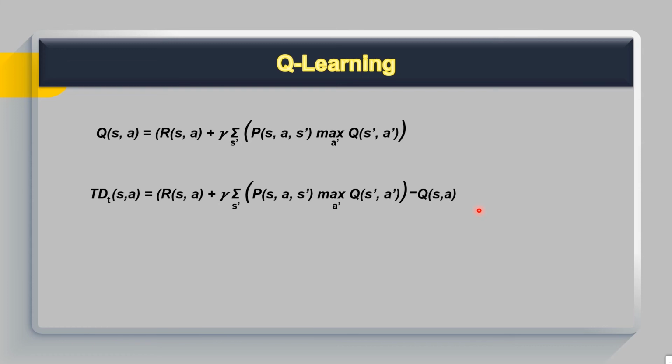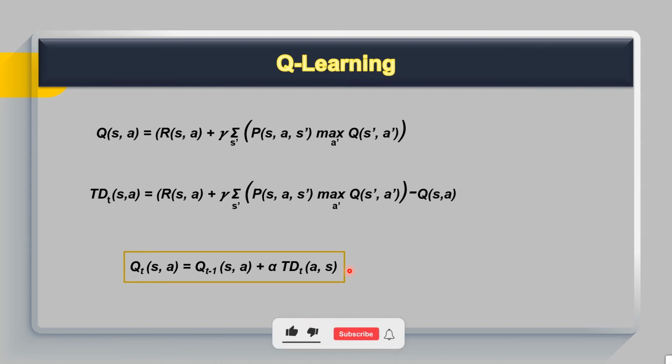Now the Q of S comma A is updated as the following. Qt of S comma A is equal to Qt minus 1 of S comma A plus alpha into TDt of S comma A. Now here alpha is the learning rate which controls how quickly the robot adapts to the random changes imposed by the environment. Qt of S comma A is the current state Q value and Qt minus 1 of S comma A is the previously recorded Q value.